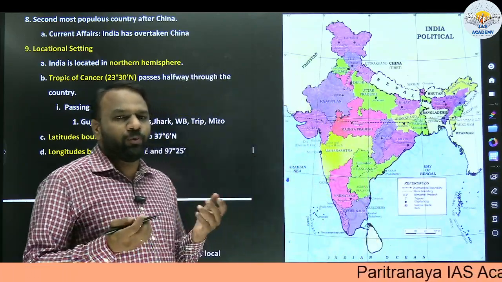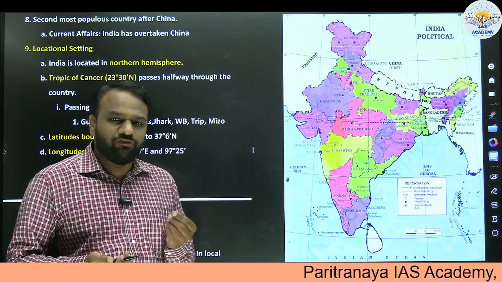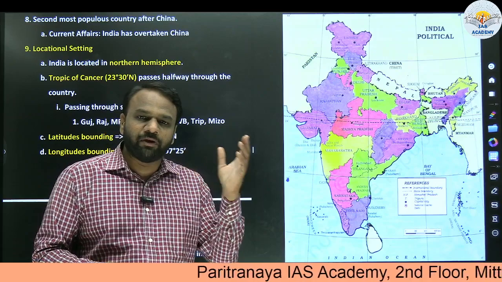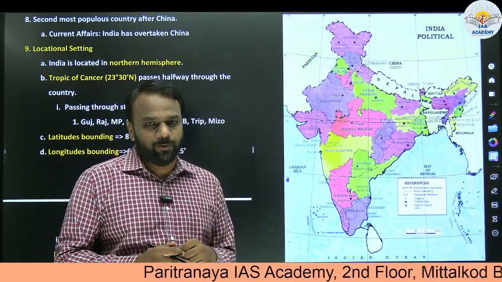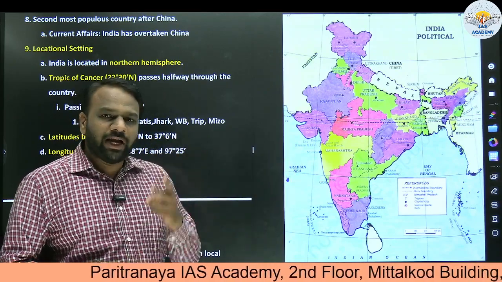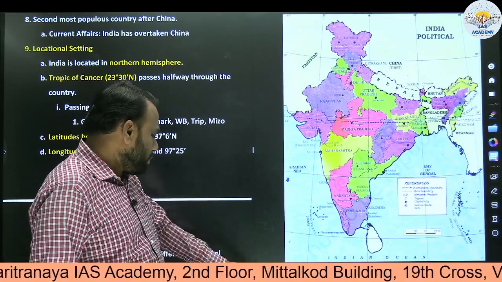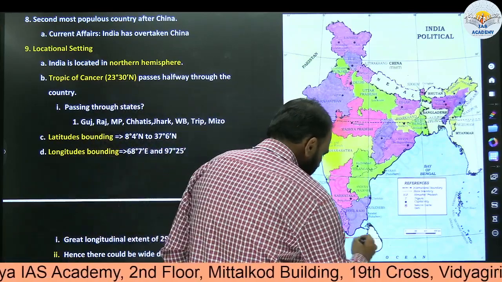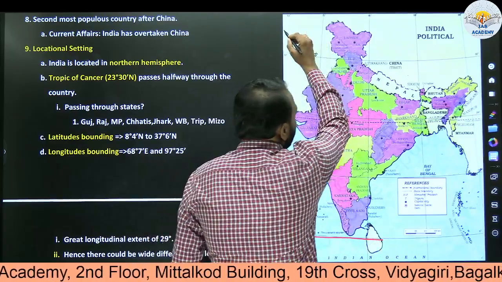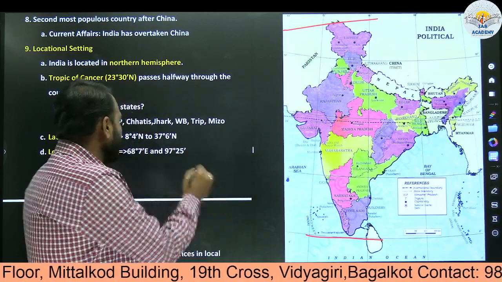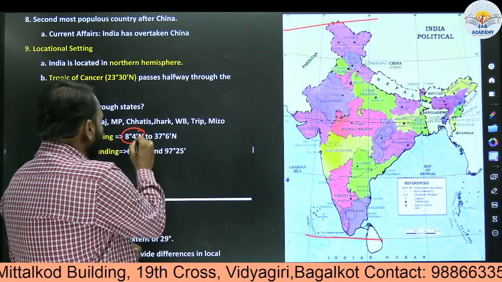We are already aware of what latitude and longitude are. If you think you are unable to comprehend, then I urge you to refer to the previous video on latitude and longitude. Here there are two latitudes which bound India, one latitude which bounds in the south and another which bounds in the north. Which are these latitudes? These latitudes are 8 degree 4 minutes north.